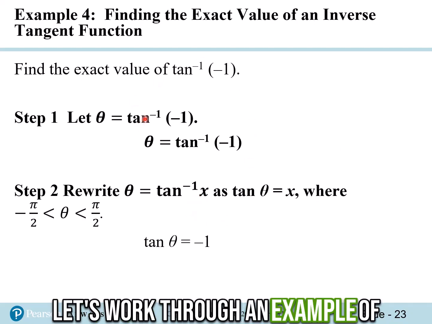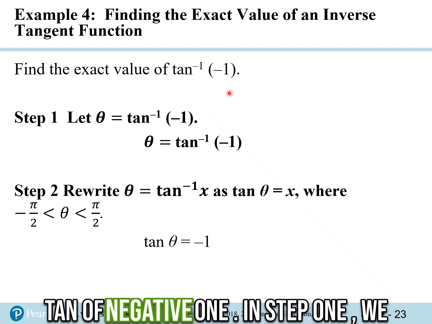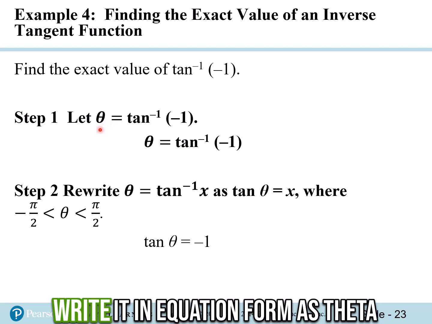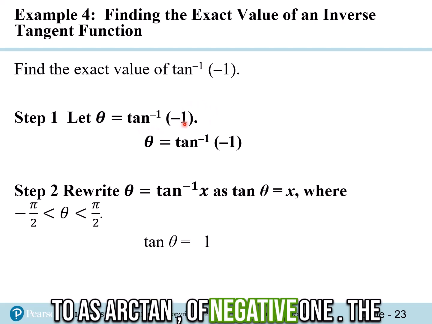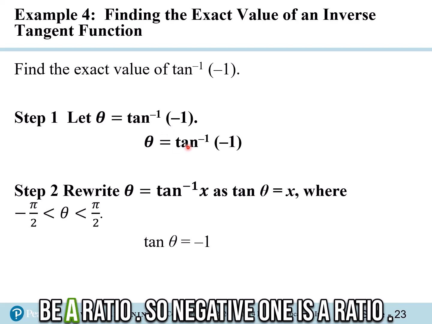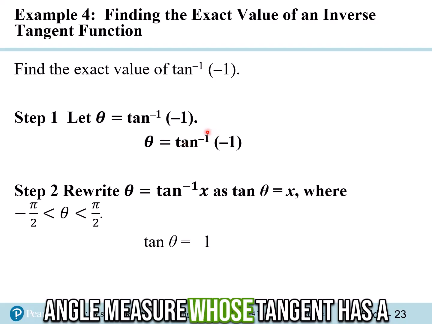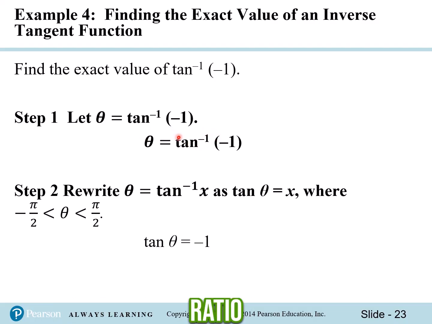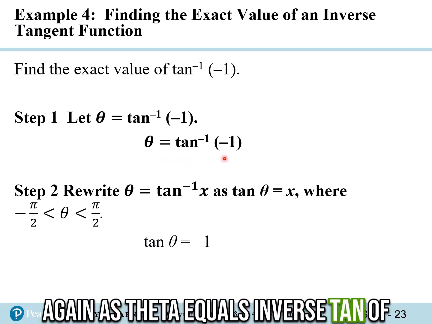Let's work through an example of finding the exact value of inverse tan of negative 1. In step 1, we write it in equation form as theta equals inverse tan, also referred to as arctan, of negative 1. The input to an inverse function has to be a ratio. So negative 1 is a ratio. We have to find the corresponding angle measure whose tangent has a ratio of negative 1. And we write it again as theta equals inverse tan of negative 1.